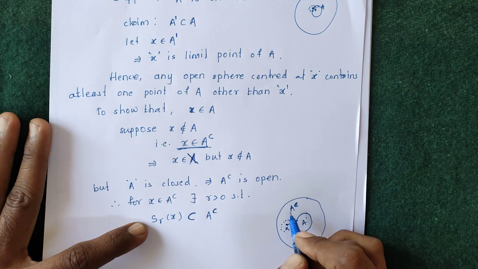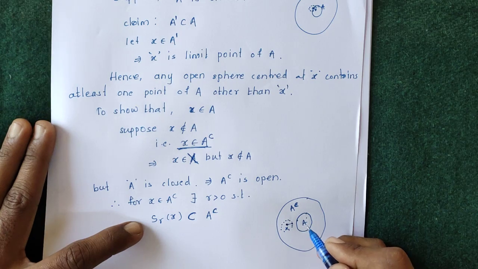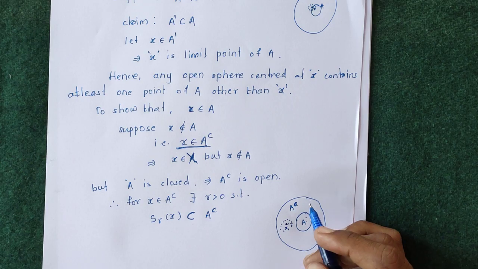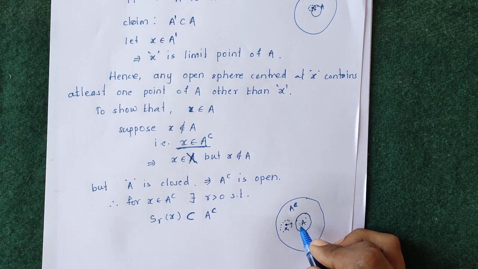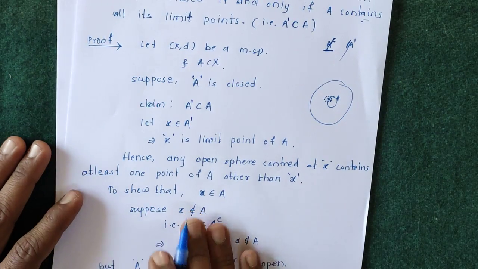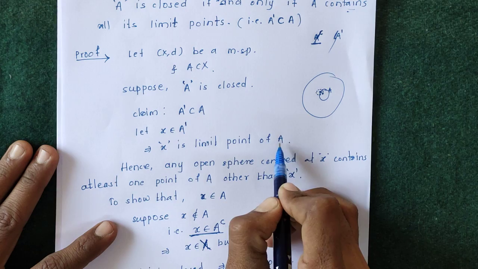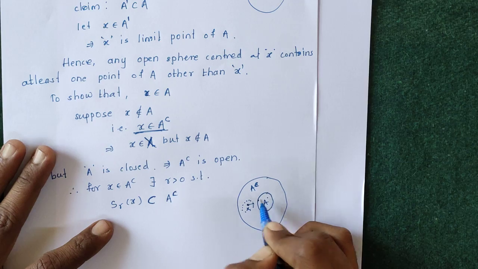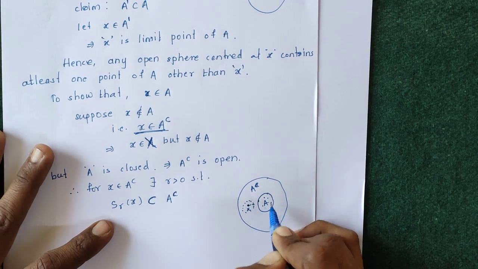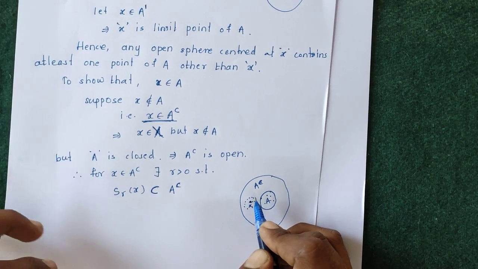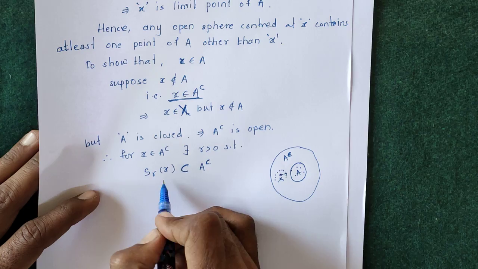But if this open sphere with center x and radius r lies inside A complement, then it is a contradiction to the fact that x is a limit point. If x is a limit point, then for any radius greater than 0, that open sphere must intersect A. So, this is a contradiction to x being a limit point of A. For x to be a limit point of A, our x must be either on the boundary or inside A, but this x is totally outside A, that is x is in A complement.